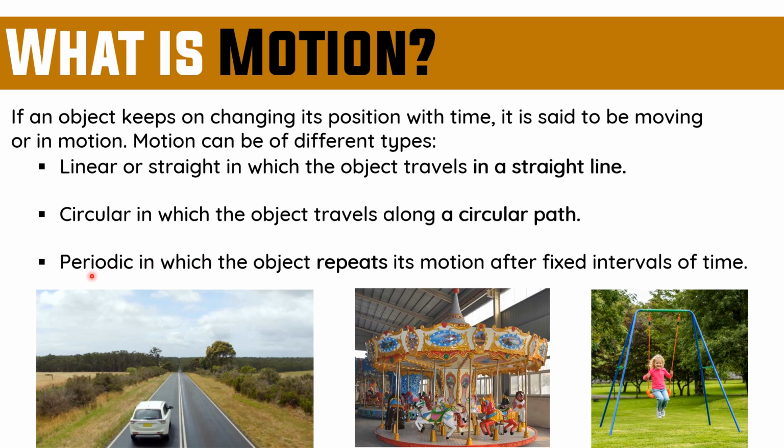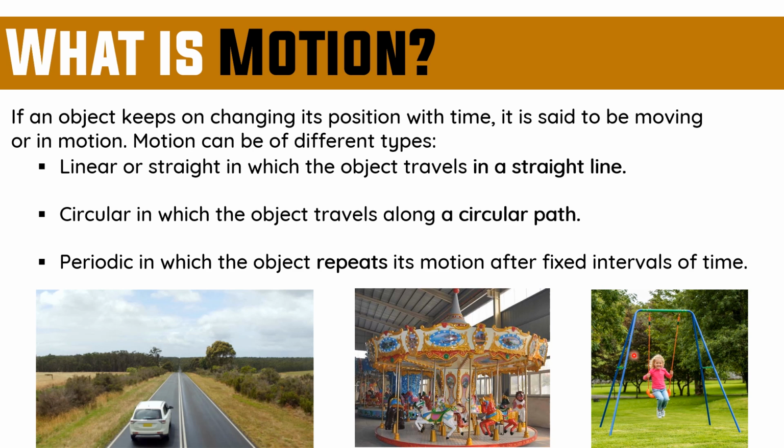Third one, periodic motion. Periodic, in which the object repeats its motion after fixed intervals of time. In this picture, the girl swings on a swing. See, that swing movement is a periodic motion. After a particular distance, it comes back. So it repeats. That movement repeats after a fixed interval of time. That kind of motion is called periodic motion.